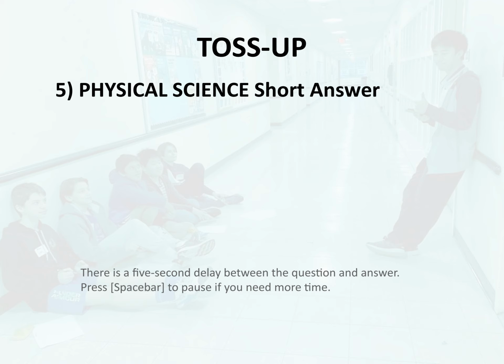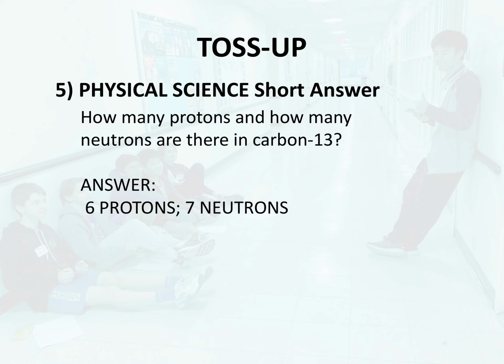Toss-up 5. Physical science. Short answer. How many protons and how many neutrons are there in carbon-13? Answer: 6 protons, 7 neutrons.